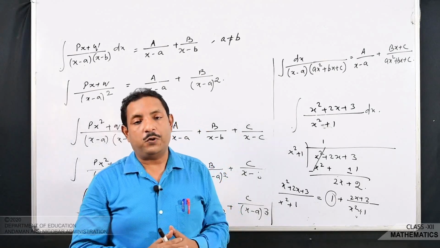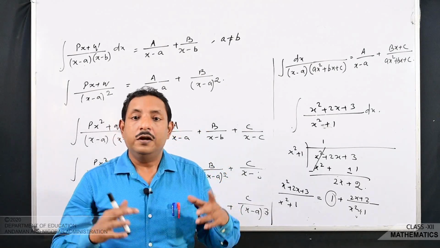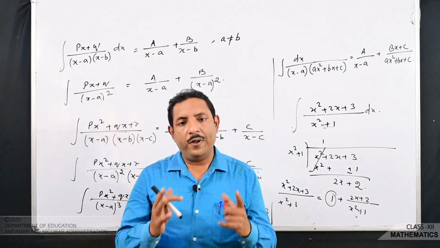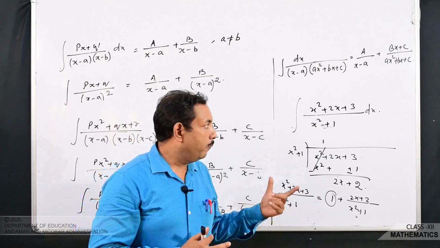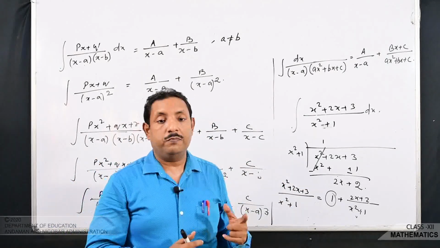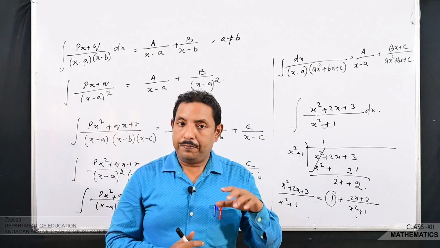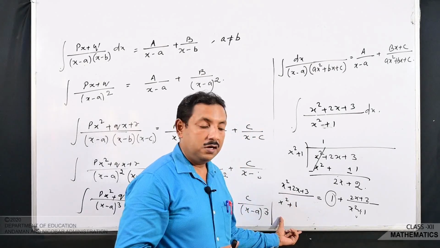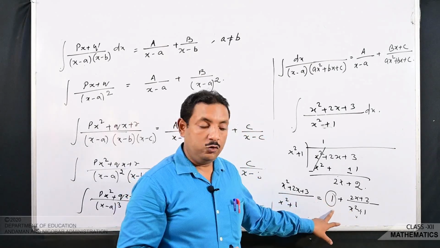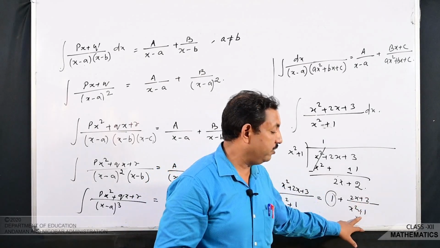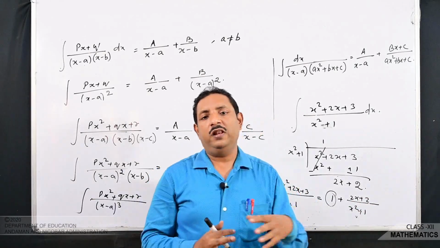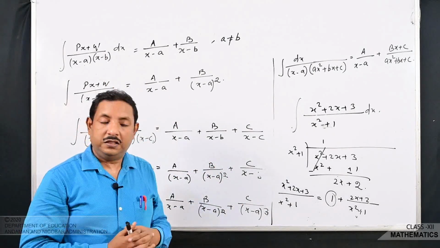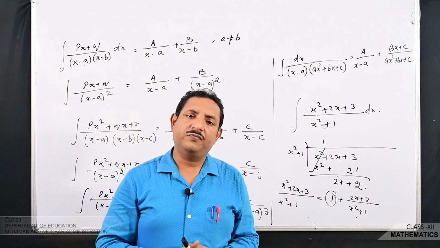But if it is improper, then definitely you have to make it proper. First of all, you have to make it proper, and for making it proper, you have to divide by the long division method. After long division, you write the integrand in this form, that is, you must write your quotient plus remainder divided by divisor. Then you will have the form of one of these. This way you can find the solutions of the integrations.